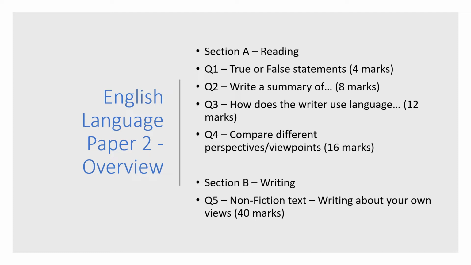And question 4, it is testing your implicit information finding. Now it's sort of similar to question 2, except in this one you'll be looking at the different techniques that each writer uses to compare their different perspectives and their different viewpoints on a specific topic. With this one, it's worth 16 marks, so I would look for potentially 3 on each source. Okay, and compare those 3 or 4.